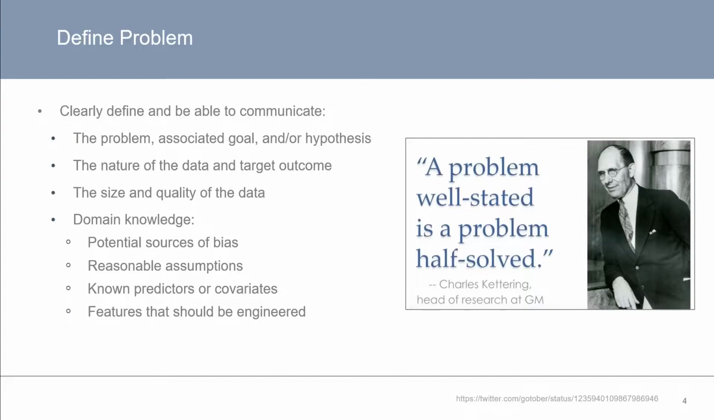This is also a good time to think about any available domain knowledge we might have access to, including potential sources of bias, what reasonable assumptions we're willing or able to make, whether there are already known predictors of our outcome, including possible covariates, and whether we know ahead of time that some features in our data will need to be extracted or engineered prior to any kind of statistical or machine learning modeling. We'll learn more about all of these domain knowledge elements later on.